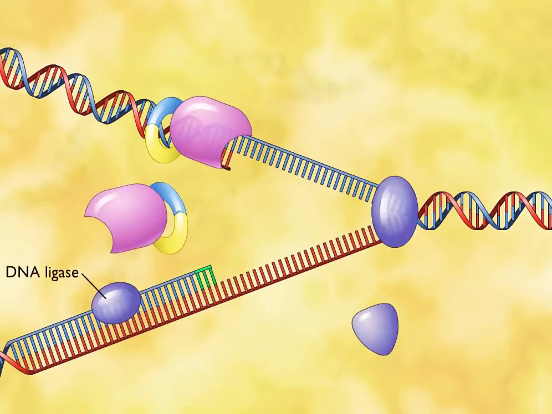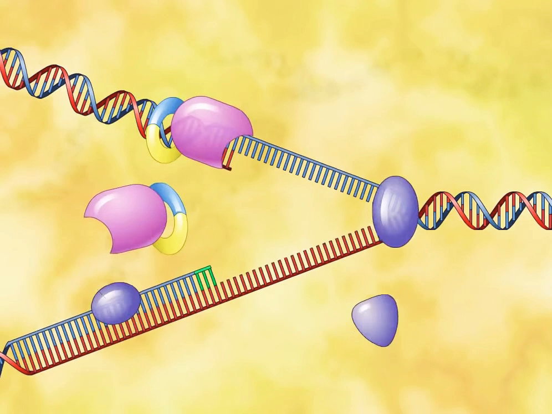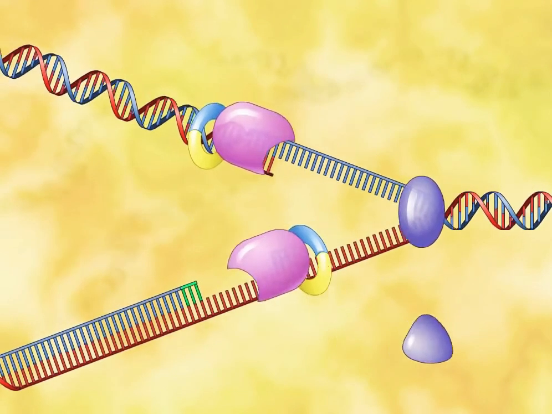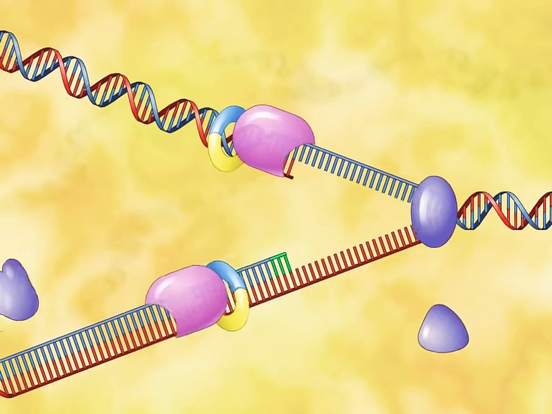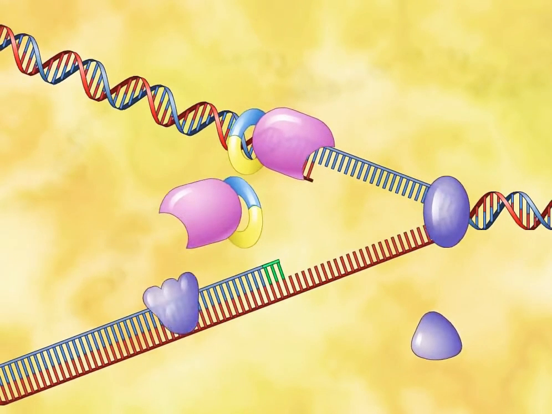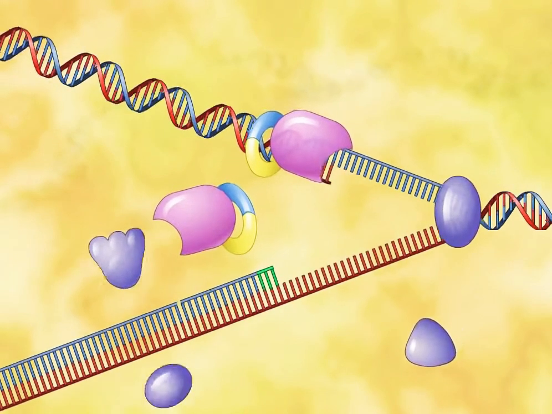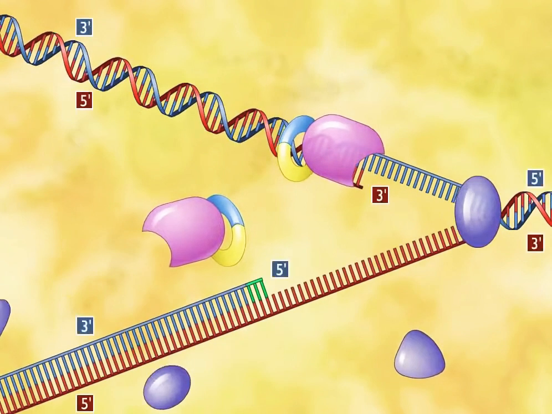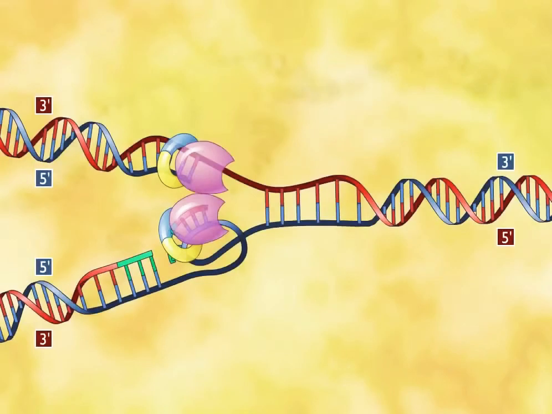The DNA is further unwound, new primers are made, and DNA polymerase III jumps ahead to begin synthesizing another Okazaki fragment. For simplicity, DNA polymerase III has been depicted as separate units, one acting on the leading strand and the other acting on the lagging strand.